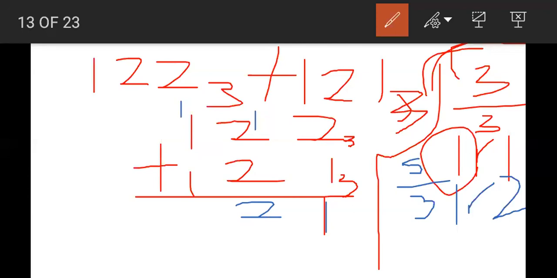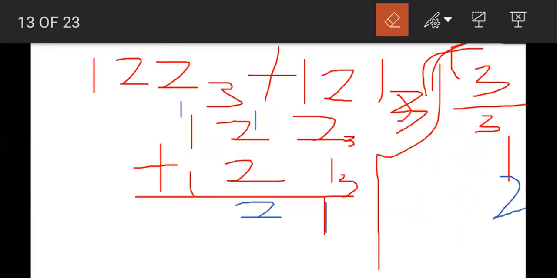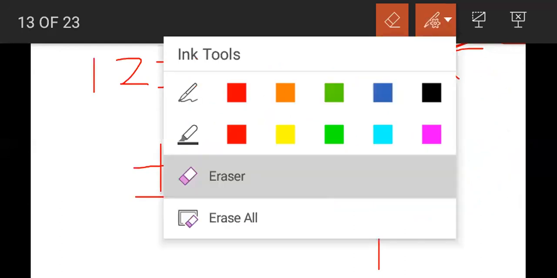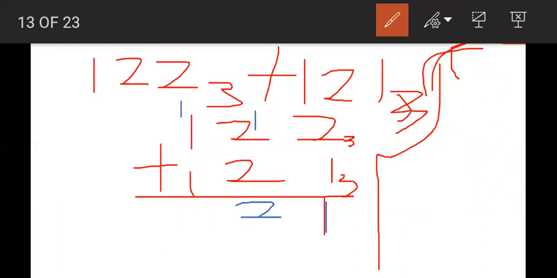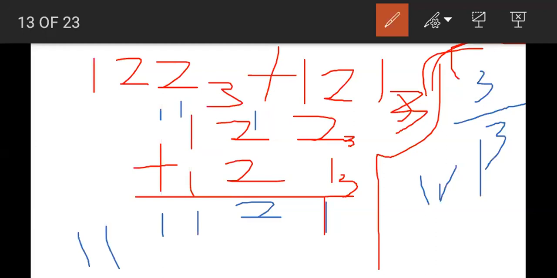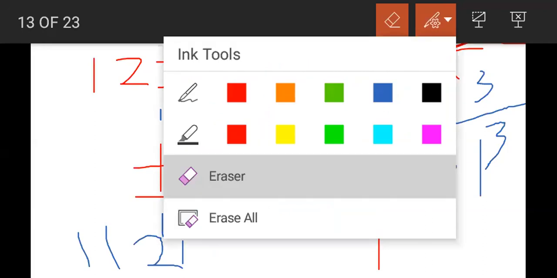Then the last one, 1 plus 1 plus 1 will give us 3. So you now have 3 divided by 3. That gives us 1 remainder 1 again. So you write 1, take the quotient to the next digit, and put it down. So our answer is now 1, 1, 2, 1 in base 3. So that's our final answer. You can see how simple the question is.